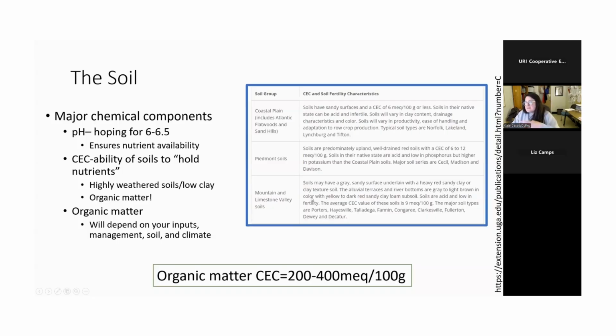So a lot of the times you have low CEC. But what I want to show you is that organic matter has a CEC of 200 to 400 milliequivalents. So by increasing the organic matter of your soil, you can greatly increase the CEC. And that also helps you with nutrient release, but also maintaining nutrients.